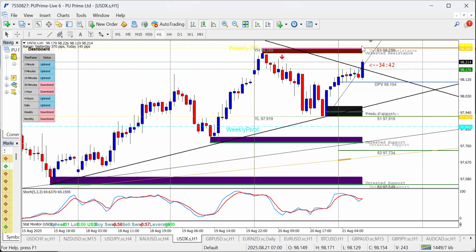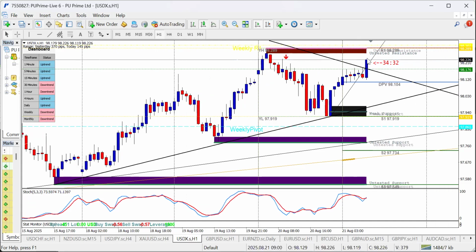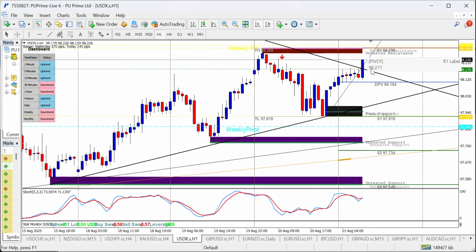So this resistance now, two things will literally happen. We might have a breakout. So if this resistance is broken, then we look towards buy. But if it is not, so let's say we have a rejection at this resistance zone, we are going to sell.